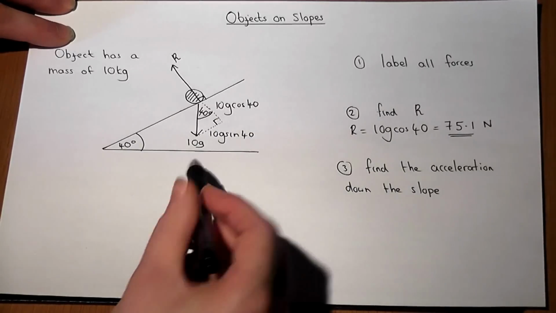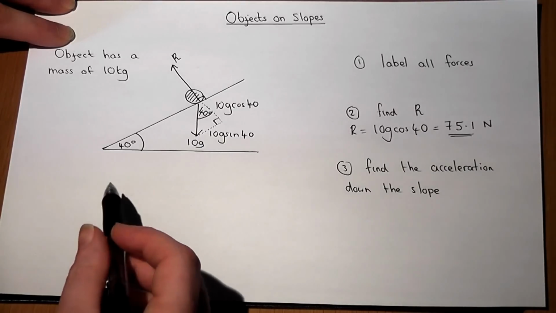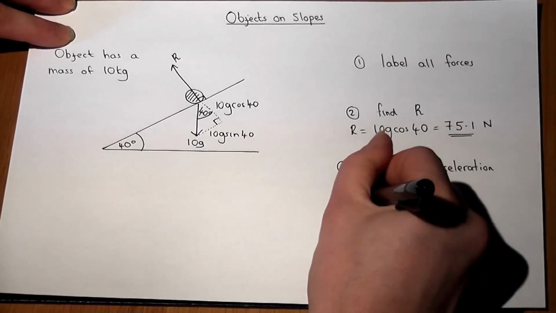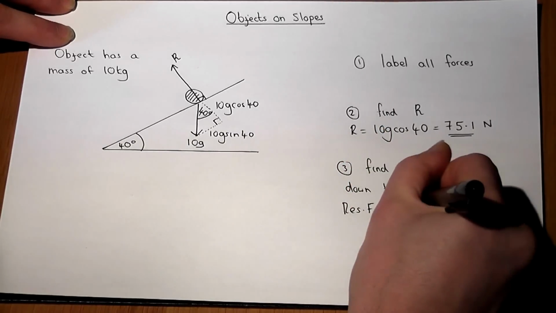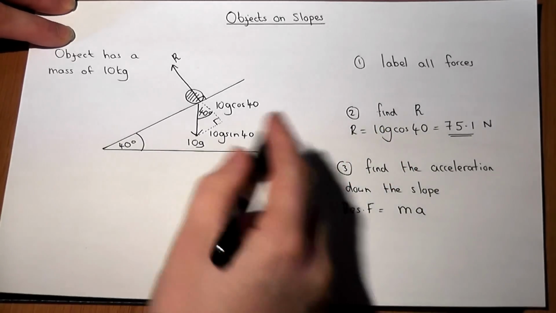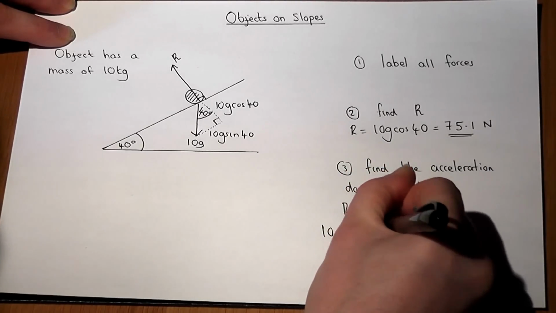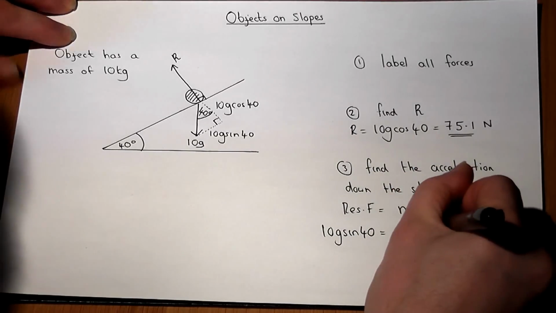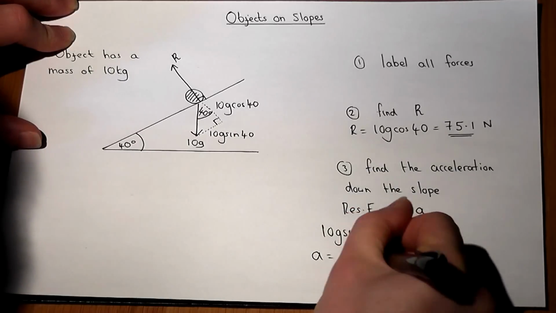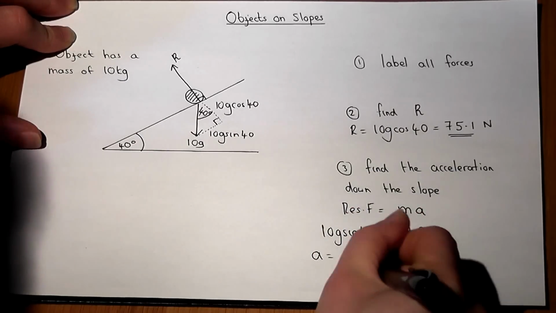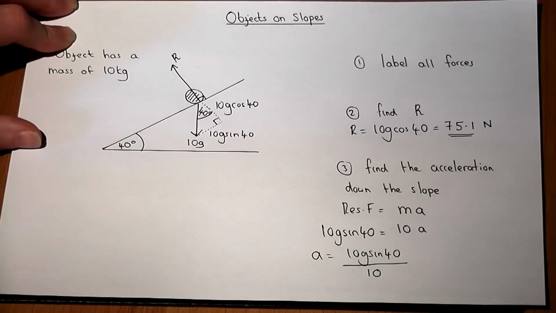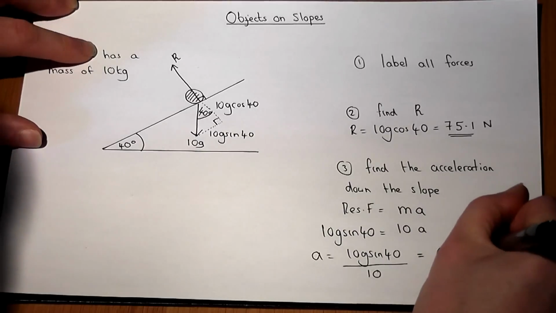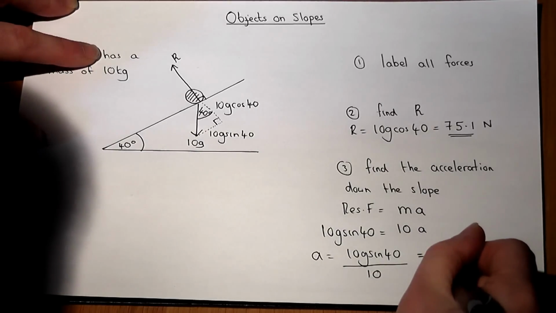But there's this weight acting down the slope, and that causes acceleration down the slope. Now we know that resultant force equals ma. So this 10g sin 40 creates an acceleration. The mass is 10, so a is unknown, so a must equal 10g sin 40 all over 10, which if you work it out equals 6.3 meters per second squared.